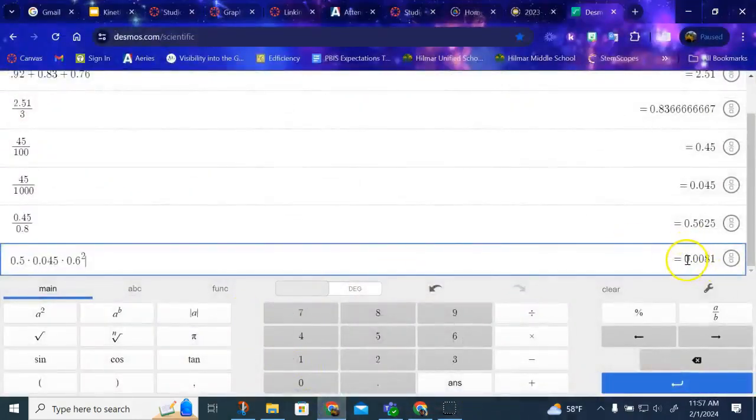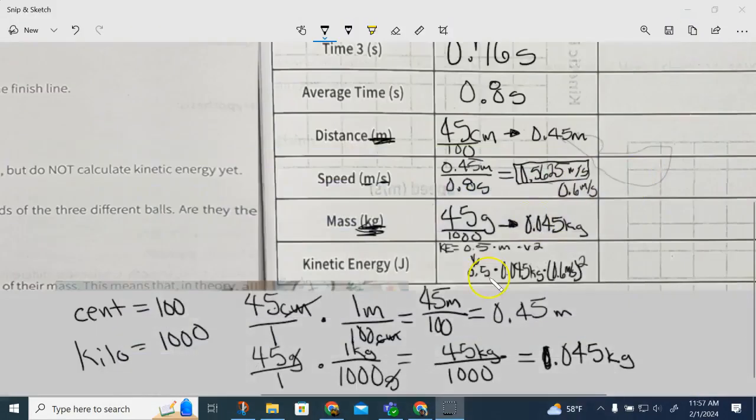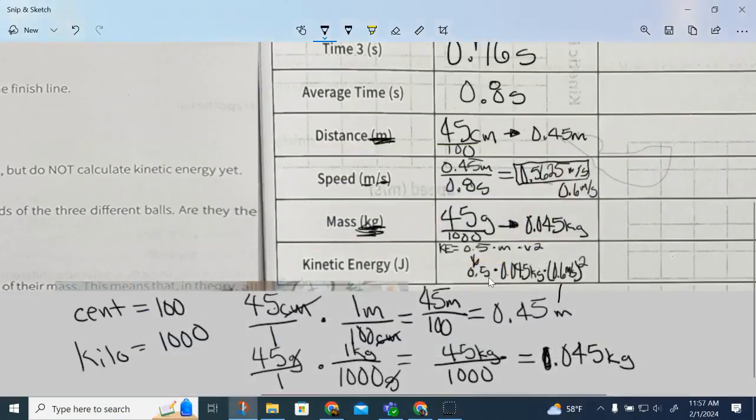So our answer is 0.0081, or 0.008. That's our answer. So we're going to go ahead and get that right in there, and I'm going to put a square around it so we know that's our answer. So it's 0.008 joules. That is our answer for kinetic energy.